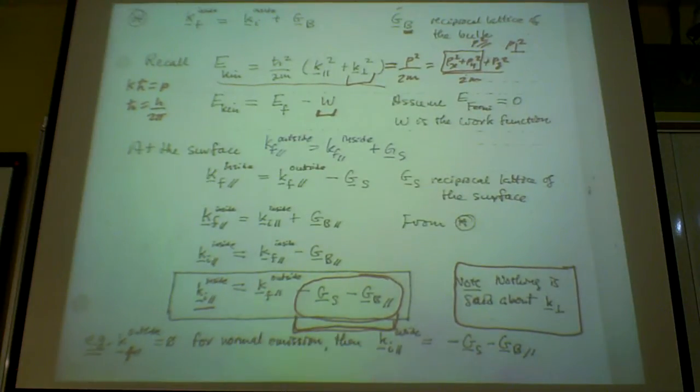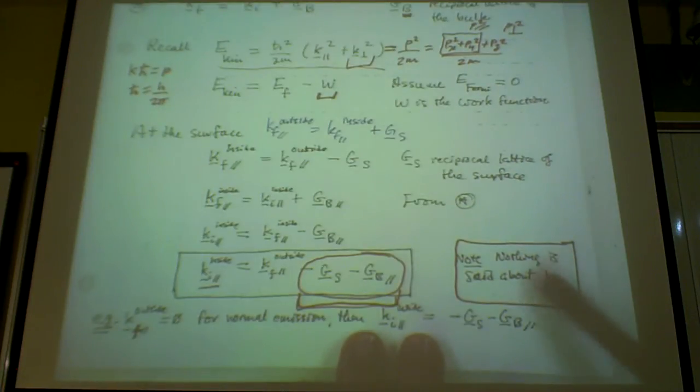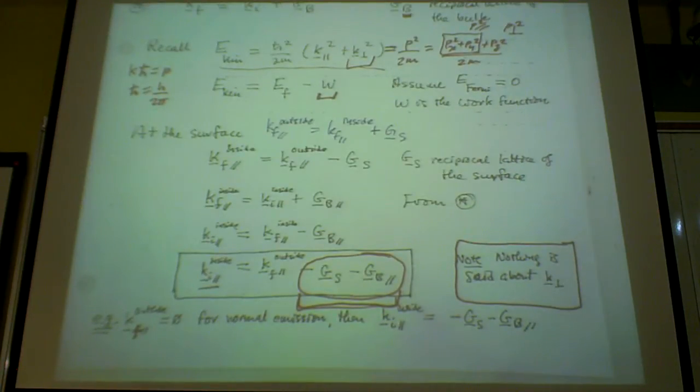is equal to the final state of your electron outside the surface, minus the surface, the residual lattice and the bulk residual lattice in the parallel direction. So only the parallel component is concerned. Okay, and in the perpendicular direction, you don't have any symmetry rule. You have no control of the perpendicular direction of what you've done.